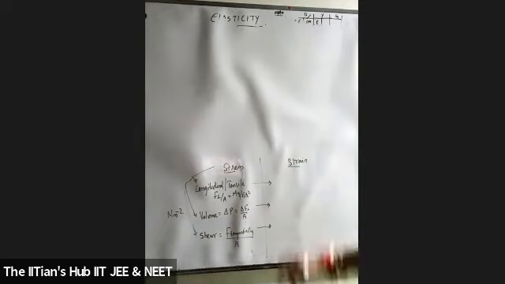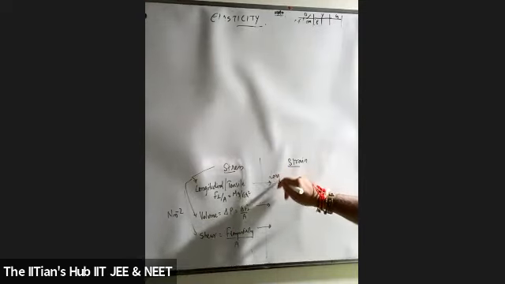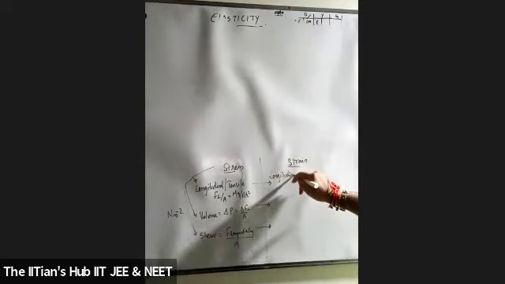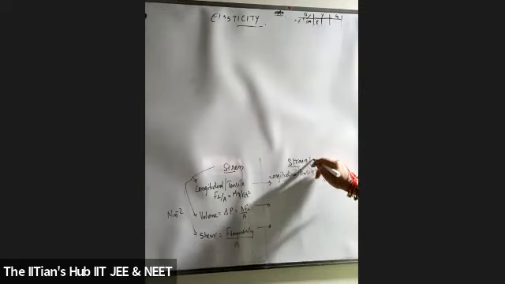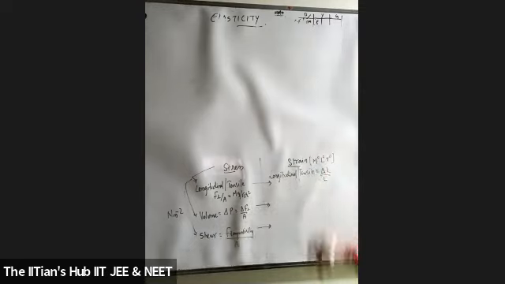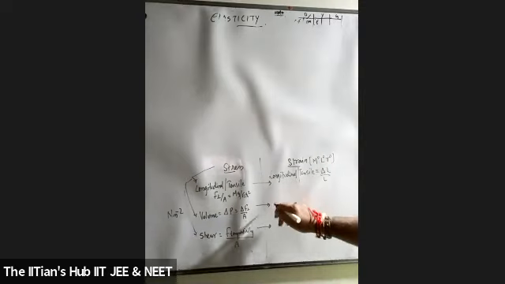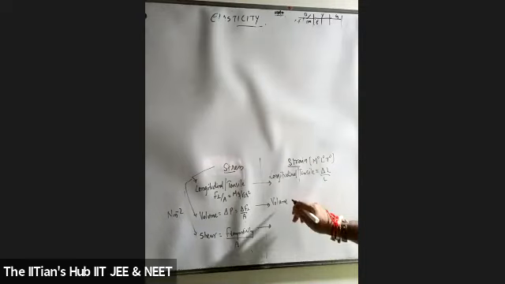So you have longitudinal or tensile strain, which is equal to change in length upon original length. It has no unit, so its dimension is M raised to 0, L raised to 0, T raised to 0, no unit. Then you have volume strain, that is change in volume upon original volume.